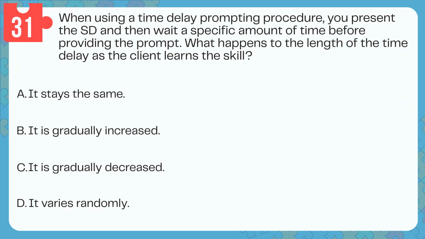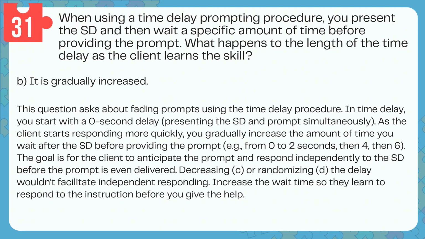Question 31. When using a time delay prompting procedure, you present the SD and then wait a specific amount of time before providing the prompt. What happens to the length of the time delay as the client learns the skill? A, it stays the same. B, it is gradually increased. C, it is gradually decreased. D, it varies randomly. Answer B, it is gradually increased.